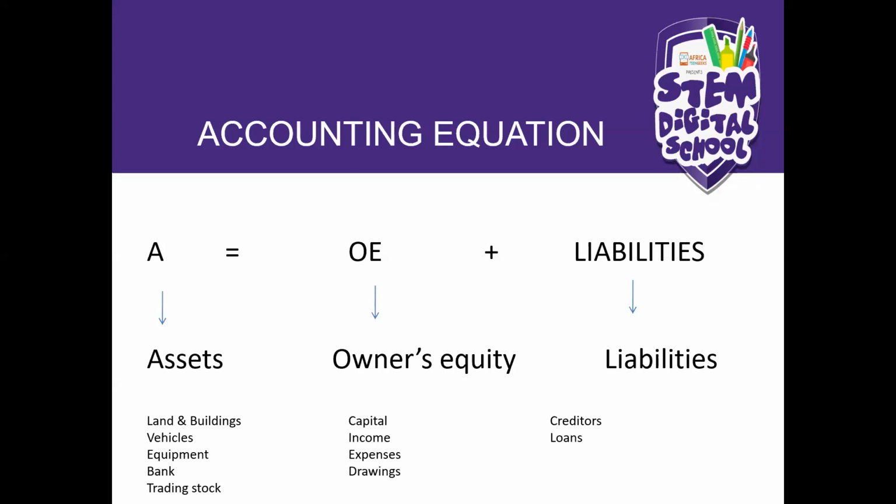So where it says assets equals owner's equity plus liabilities, and then just quickly what is going to fall under each one, especially those that fall under owner's equity: capital, income, expenses, and drawings. I will give you a minute or two so you can quickly copy that, so you can see it in front of you the whole time before we continue.